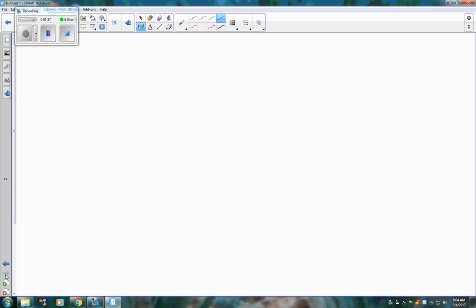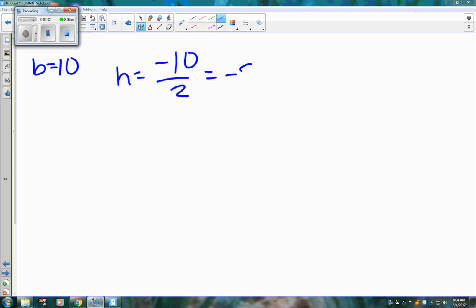Number 2, what is the vertex of the graph? f of x is equal to x squared plus 10x minus 9. To find the vertex, you do the opposite of B. So what is B? B is 10. So the opposite of B divided by 2, h equals negative 5. To find out what k is, remember, the ordered pair for the vertex is (h, k). Plug in negative 5 into your function.